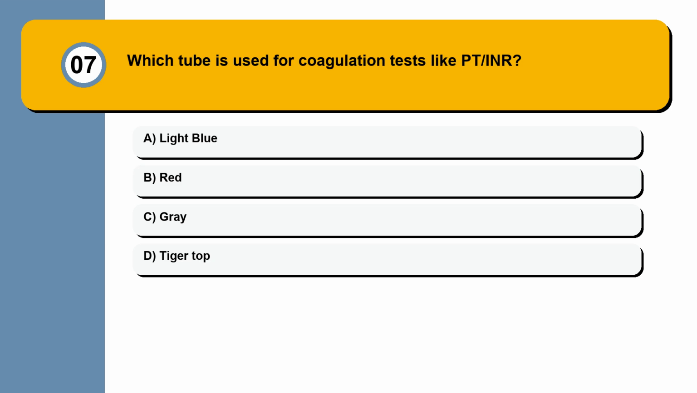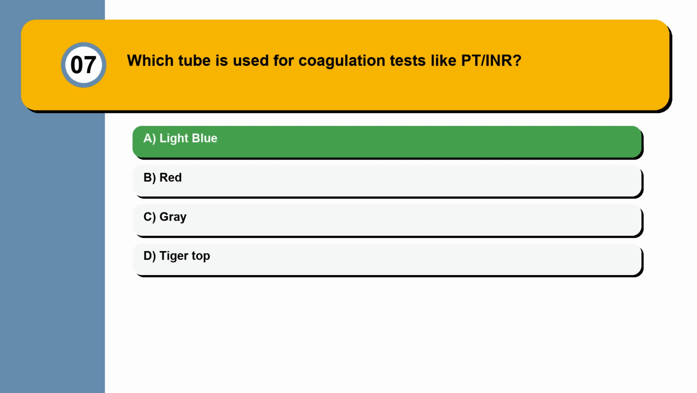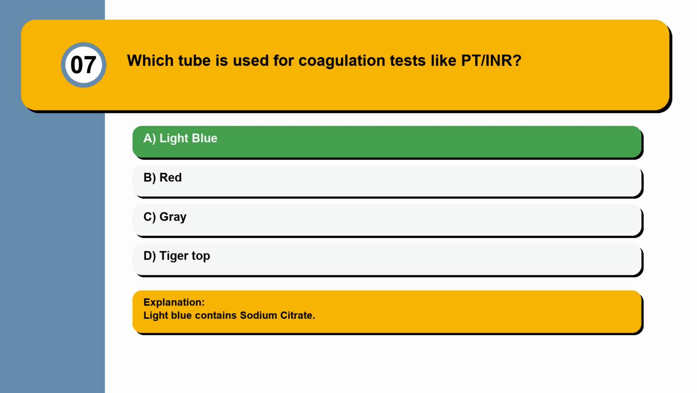Question 7. Which tube is used for coagulation tests like PT/INR? Light blue, red, gray, tiger top. Light blue contains sodium citrate.